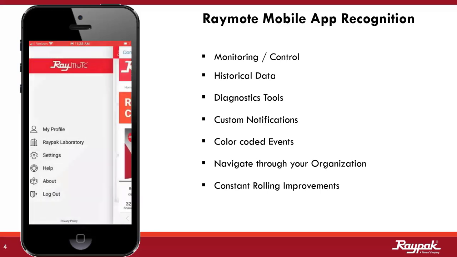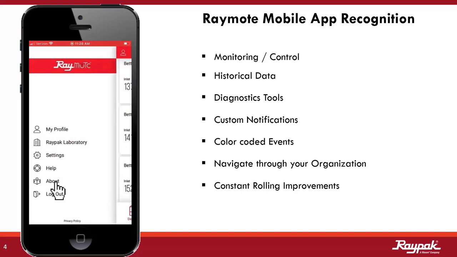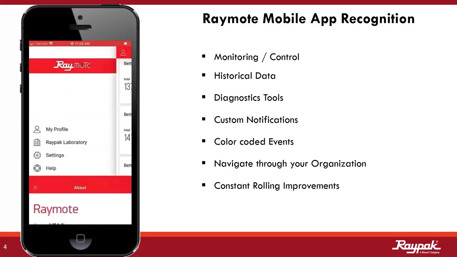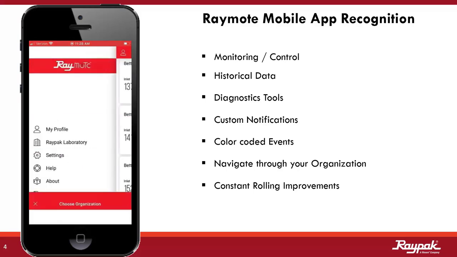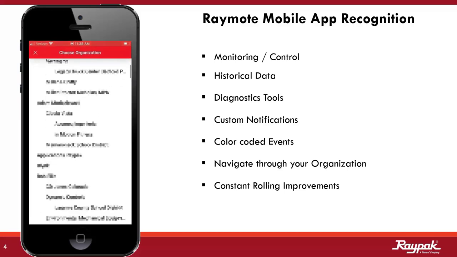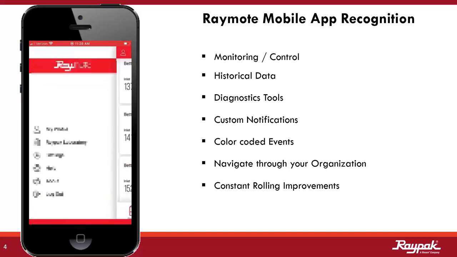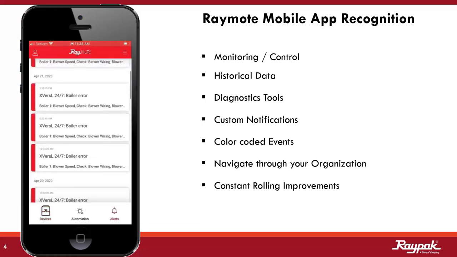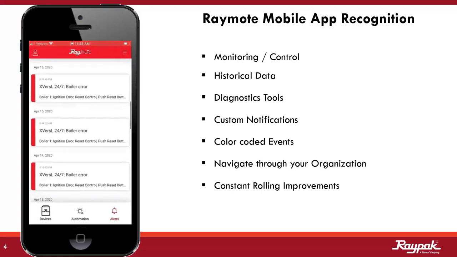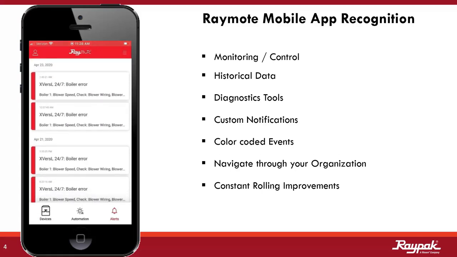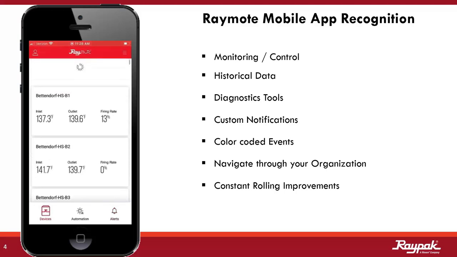For help, the About button will give you an idea of the mobile app version. And the most important item is the organization icon, which is the little building icon. It allows you to navigate through the user's network. The Alerts button is a summarized version of the timeline events, but it includes all the units that belong to your organization.